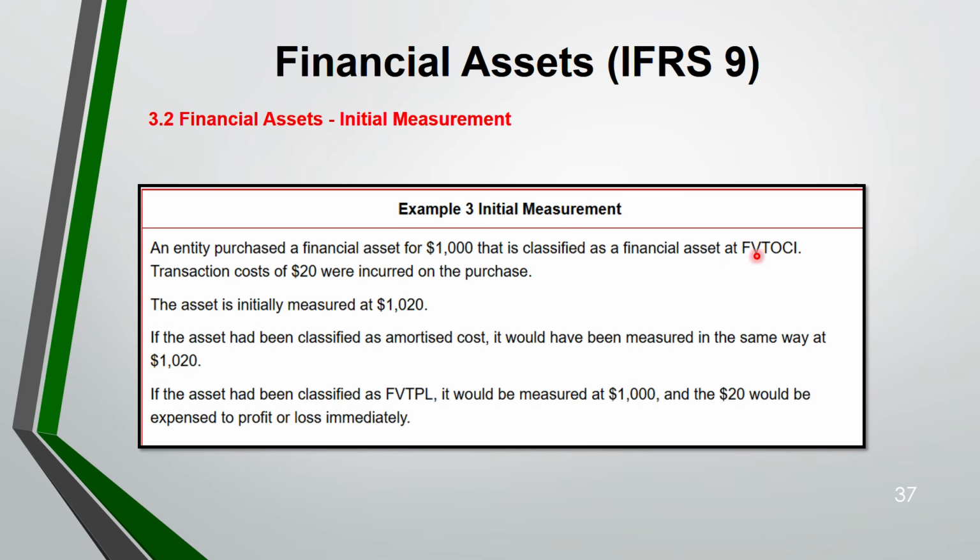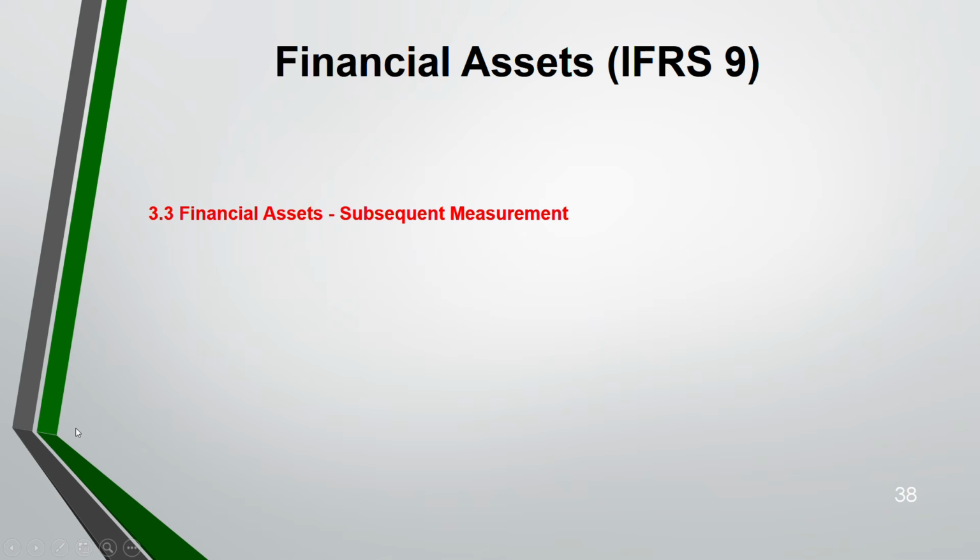So if it is at OCI or amortized cost, you will simply add that transaction cost to the asset amount and show your asset at that amount. Only if it is through profit and loss, your transaction costs will be expensed in the P&L and the asset will remain at 1000 only. That is the only difference. Now, subsequent measurement. So initial measurement we have finished.